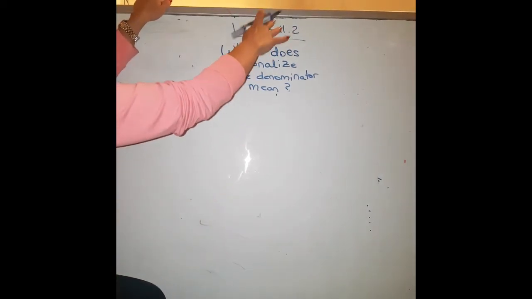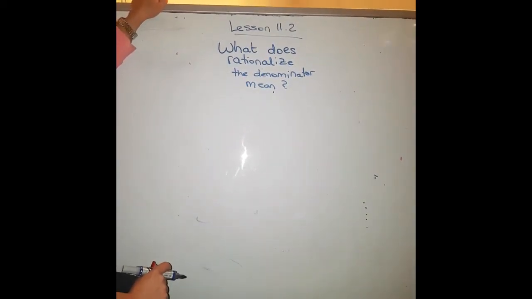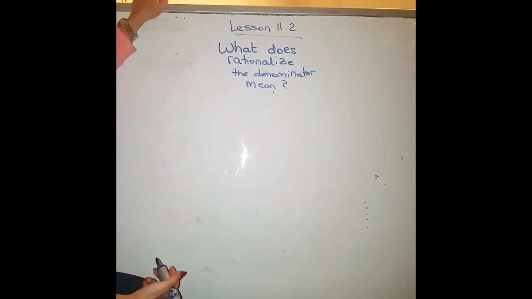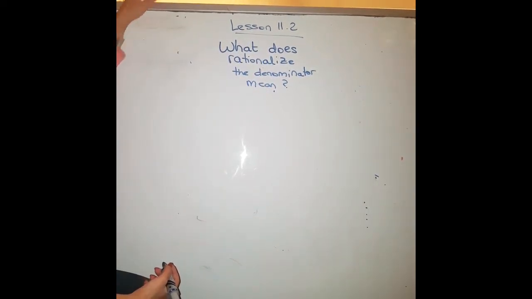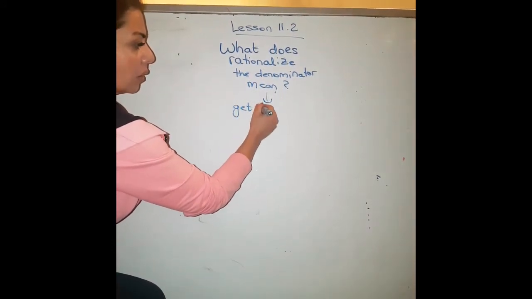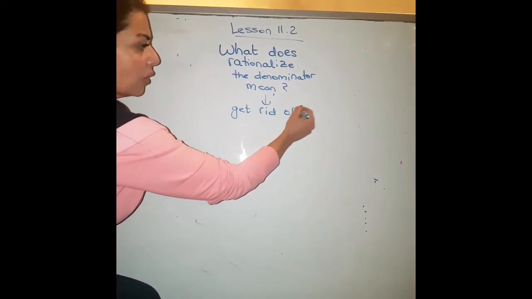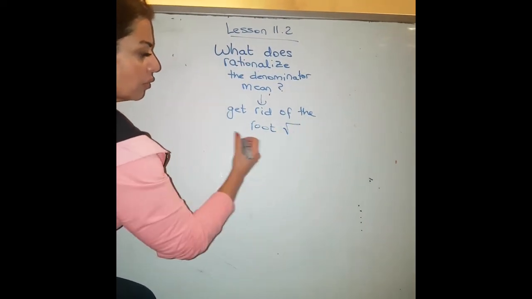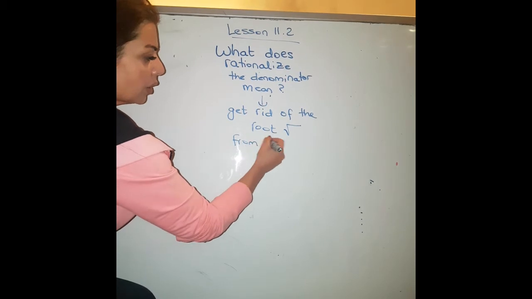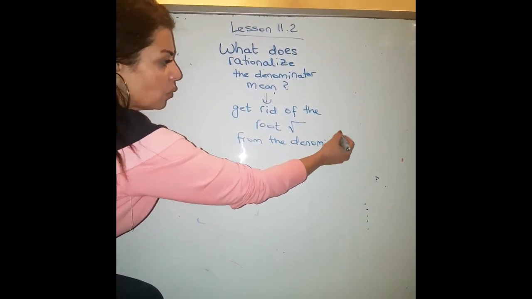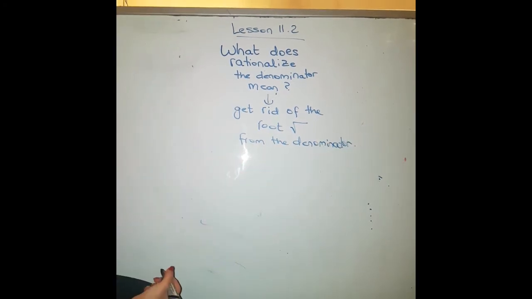We're still on lesson 11.2. Now the second part is rationalizing the denominator. What does rationalize the denominator mean? It means get rid of the root or the radical from the denominator. Usually, there is only one way for us to get rid of it.